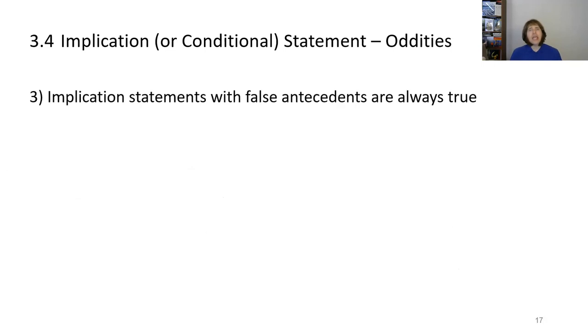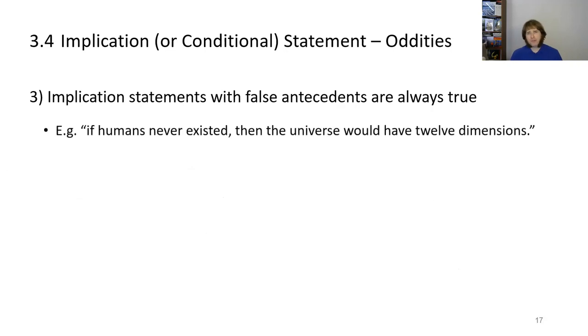Third, implication statements with false antecedents are also always true. We saw that when we were looking at the truth table. So look, if humans never existed, then the universe would have 12 dimensions. Now, humans do exist, so it's just false that humans never existed. Because it's false that humans never existed, anything can follow from it and the implication statement remains true. Just look at the truth table if that seems confusing.